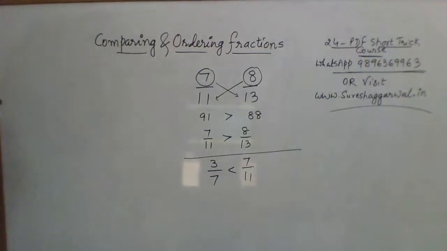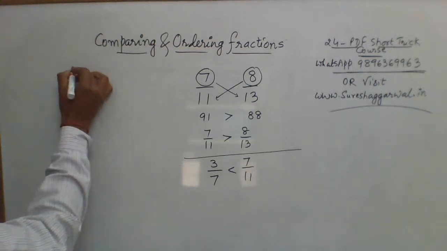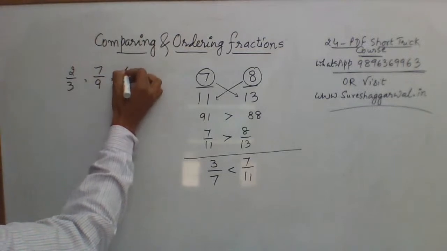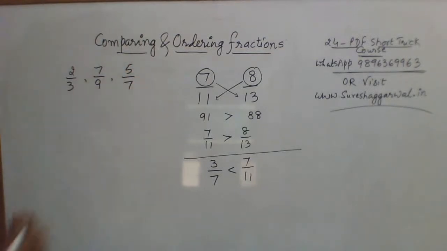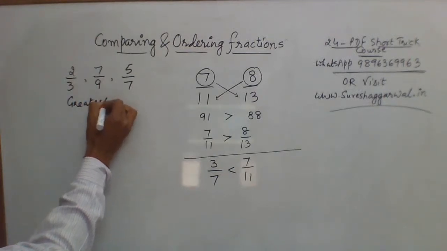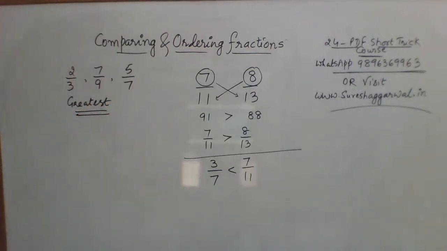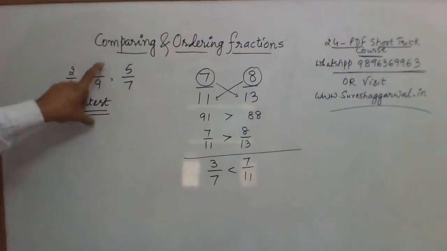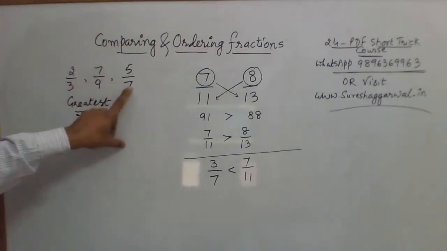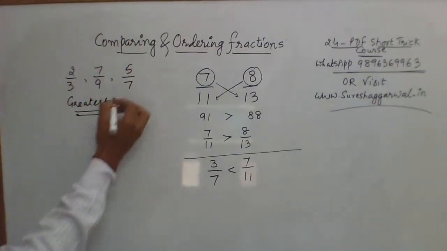Okay, come, look. Let's assume that we have three fractions now. 2/3, 7/9, 5/7. Now we have to find the greatest. Okay. See, 18, 21. This is greater than, so this is smaller, no? So just leave this. 49, 45. So 7/9 is greatest.